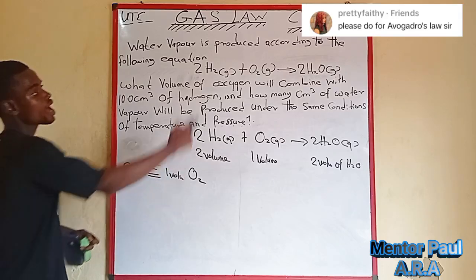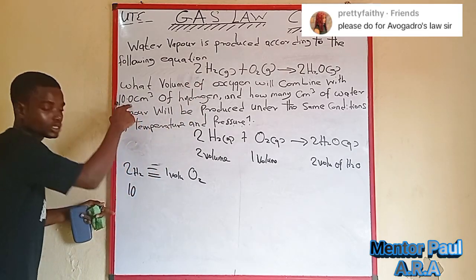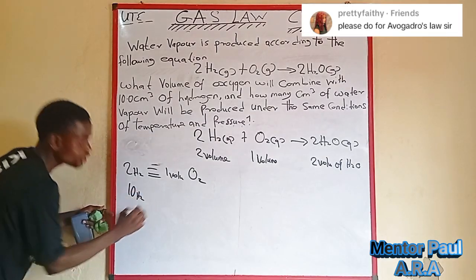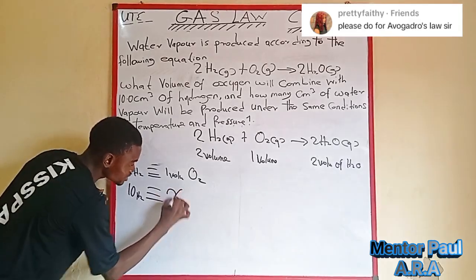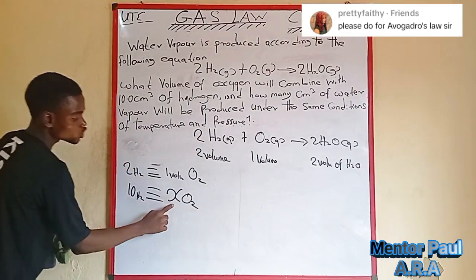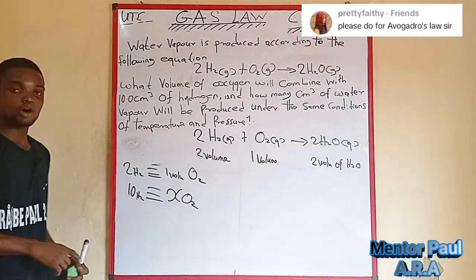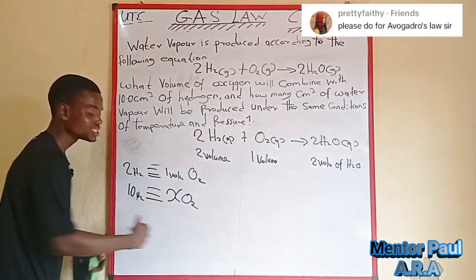Hence, if I have the volume of hydrogen to be 10 cm3, 10.0 is just like 10. So if the volume of hydrogen is 10, it will also be very much equal to S oxygen, which I do not know. This S is what I don't know. I'm looking for the volume of oxygen that will react with hydrogen, because I want to do it under direct proportion.